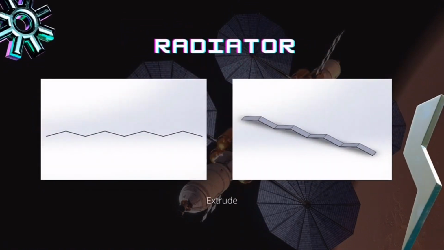Radiators provide cooling for crewed areas, sensitive electronics, and assist with cryopropellant cooling. Radiators have zigzag shapes, so on the right plane, we drew a zigzag line and offset it. And after we got a surface, we extruded.